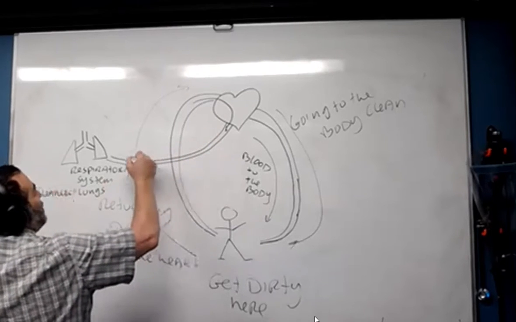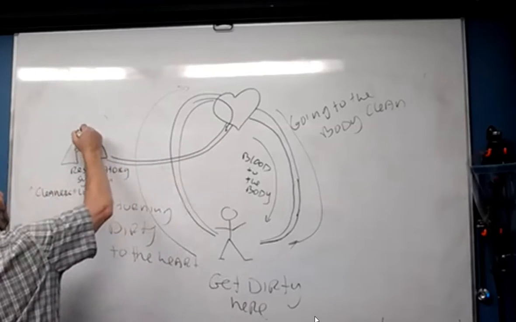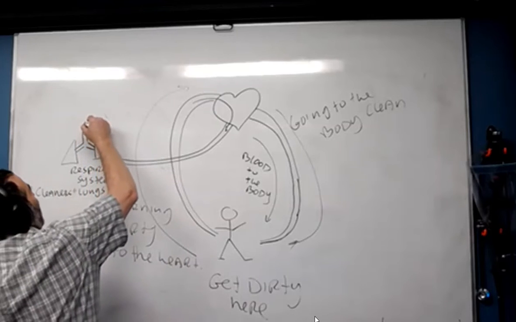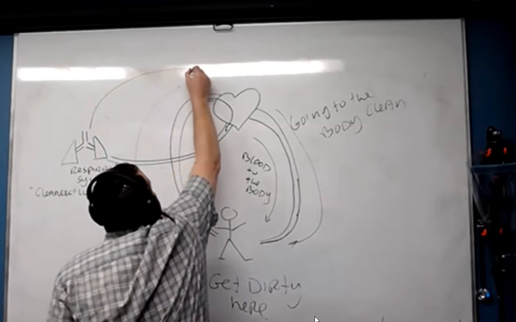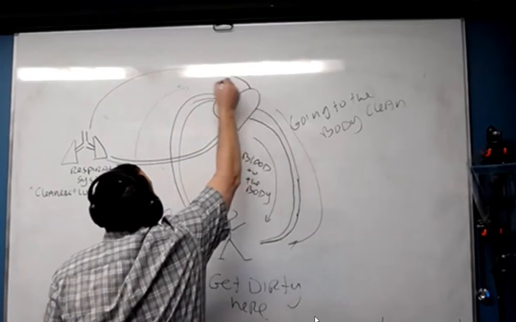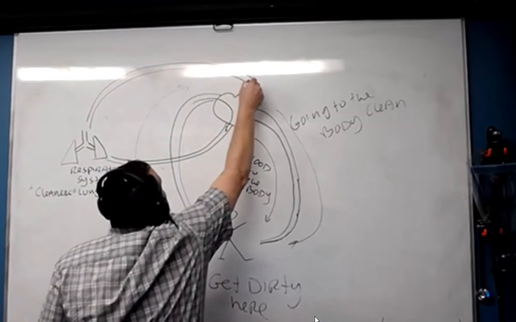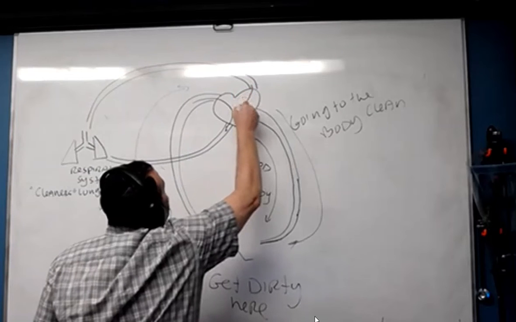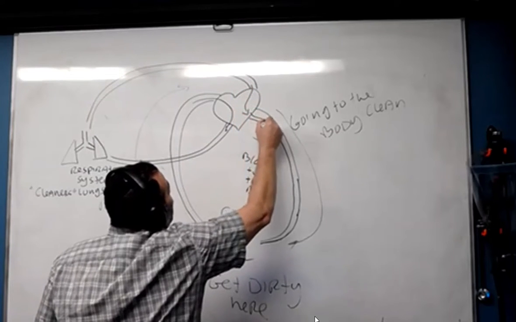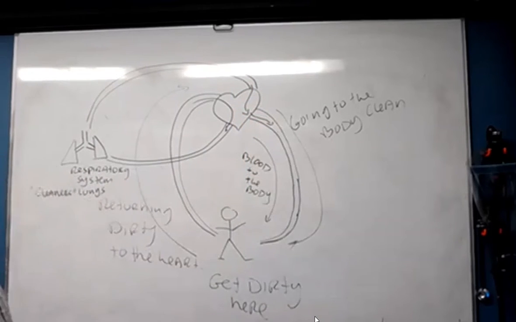So the heart is going to send out this dirty blood to the lungs, to the respiratory system. It's going to get cleaned up, return back to the heart over here. And now this clean blood is going to go that way to the body.